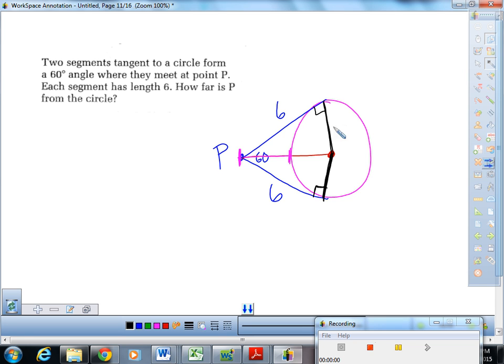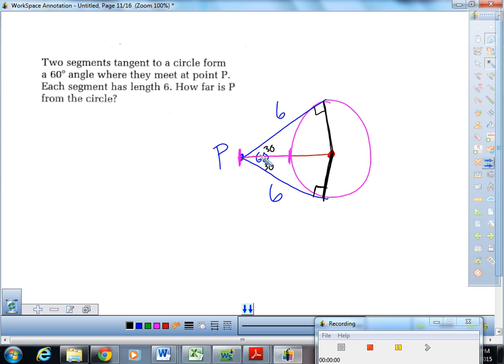So notice, is 6 the long leg? This is a 30-degree angle, and this is a 30-degree angle. These two triangles are congruent to each other by SSS. So is 6 the hypotenuse, the long leg, or the short leg? It's the long leg. This is an upside-down right triangle. So this line is the hypotenuse.